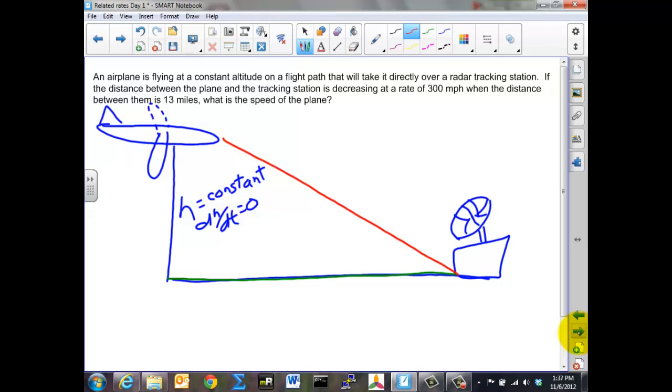The distance between the plane and the tracking station is decreasing at a rate of 300 miles per hour. So what does that tell me? What do y'all want to call this red line? Let's give it a letter. That's h, so what do we want to call this maybe? x, okay? So what does this tell us right here? What does that tell us about x?